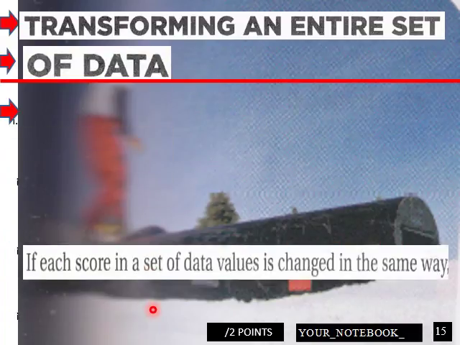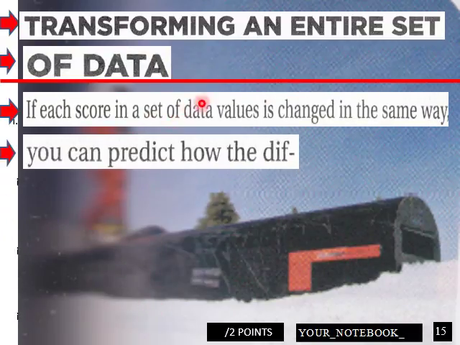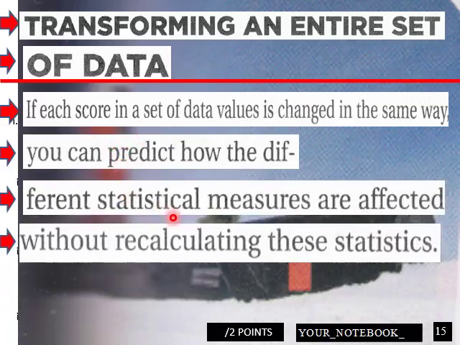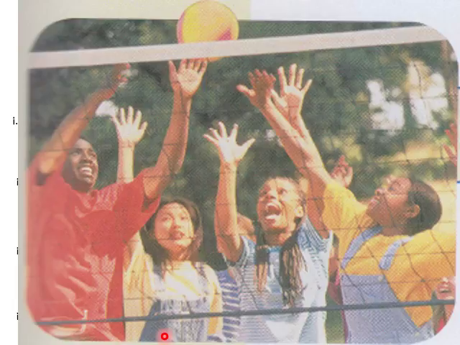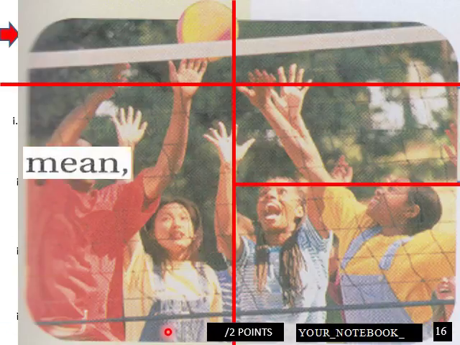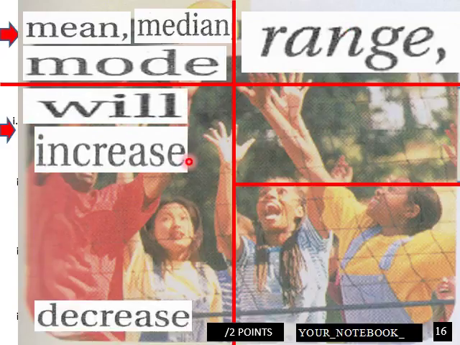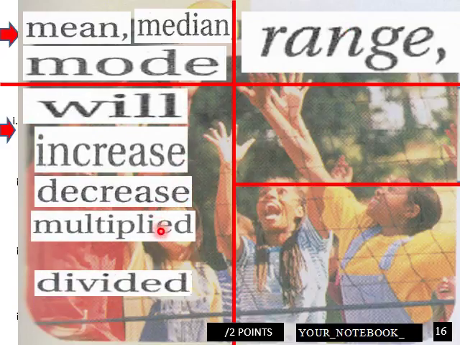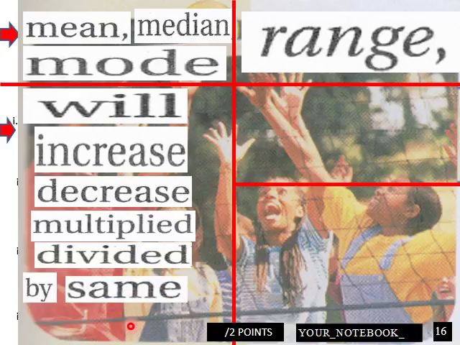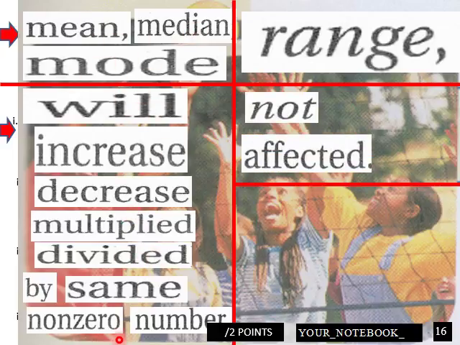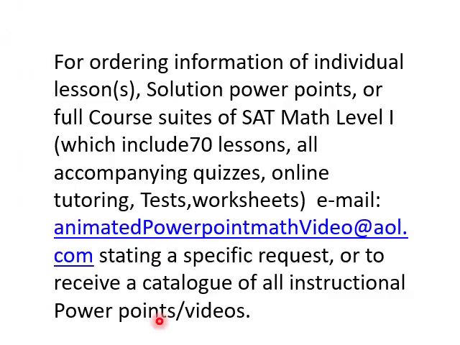Transforming the entire set of data. If each value in a data set is changed in the same way, you can predict how different statistical measures are affected in calculating the whole set. So here are mean, median, mode, and range. If you increase or decrease the values, or multiply or divide them by the same non-zero number, the mean, median, and mode will increase, decrease, multiply, or divide accordingly, and the range is not affected by adding or subtracting.